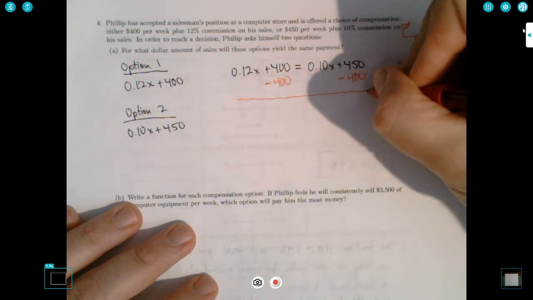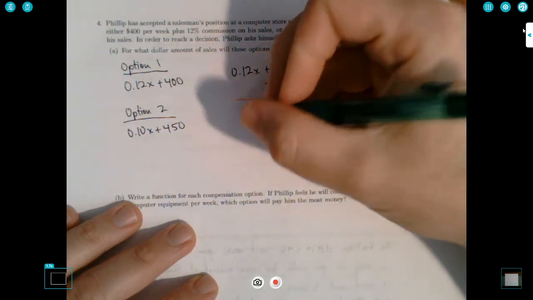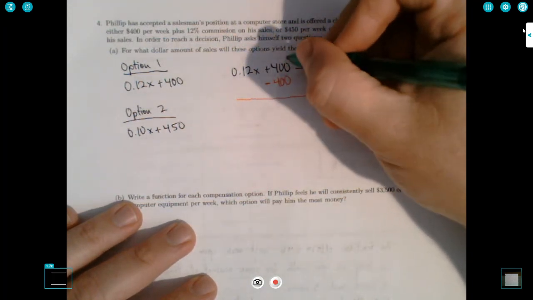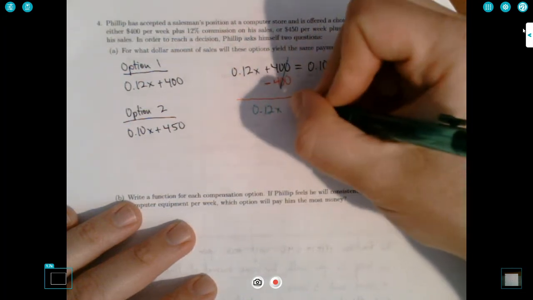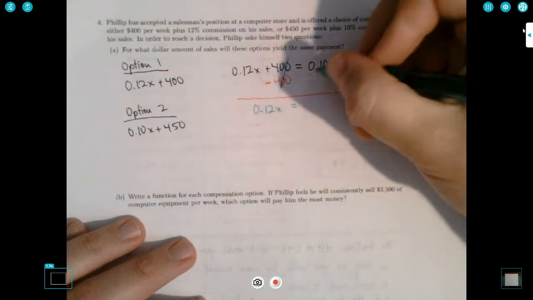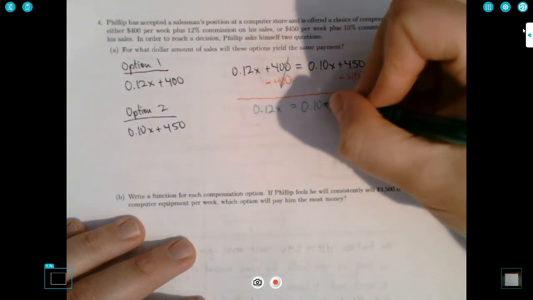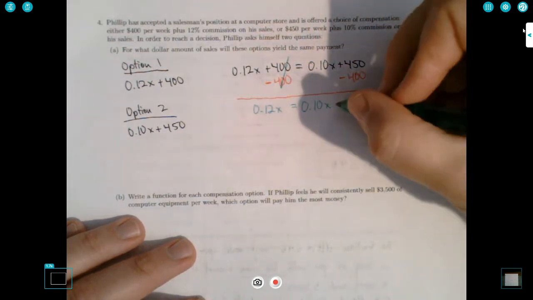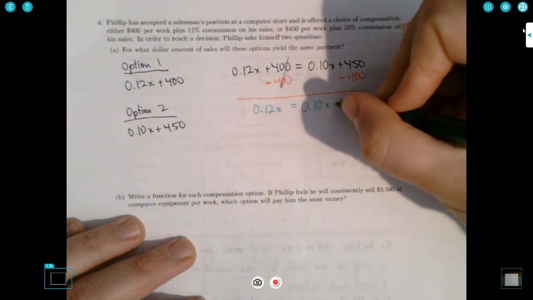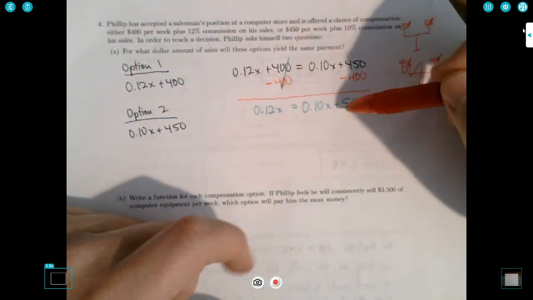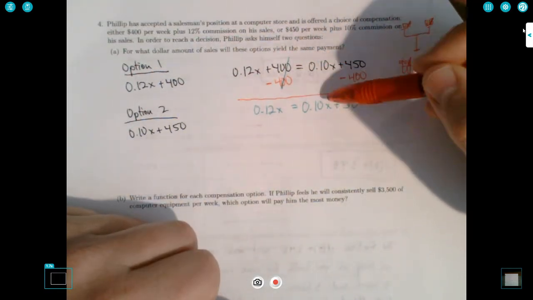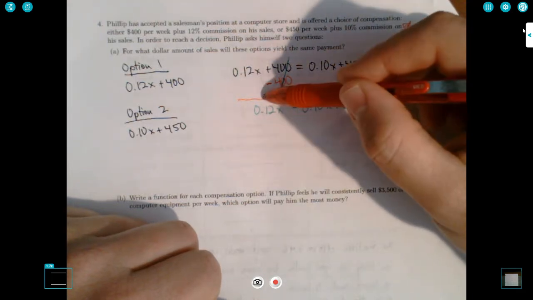And if I do that, then I'm left with 400 minus 400 goes to 0, right? So this is just 0.12x. On the right-hand side, I'm going to have the 0.10x. And 450 minus 400 is 50. So I'll say plus 50. Okay, so now that I've chosen to get my numbers on the right-hand side, I need to force my variables to get on the left-hand side.